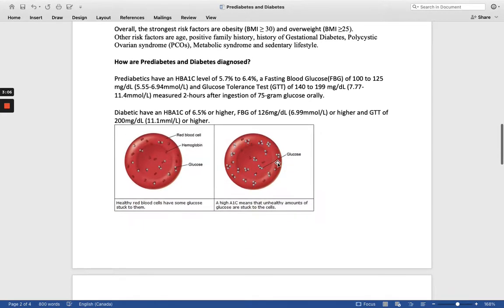How are these two diagnosed? We will talk about three measurements here. We will talk about HbA1c measurement, which is the glycosylated hemoglobin. I will explain that in a minute, what it is and what is the function of measuring this. A fasting blood glucose level and a glucose tolerance test.